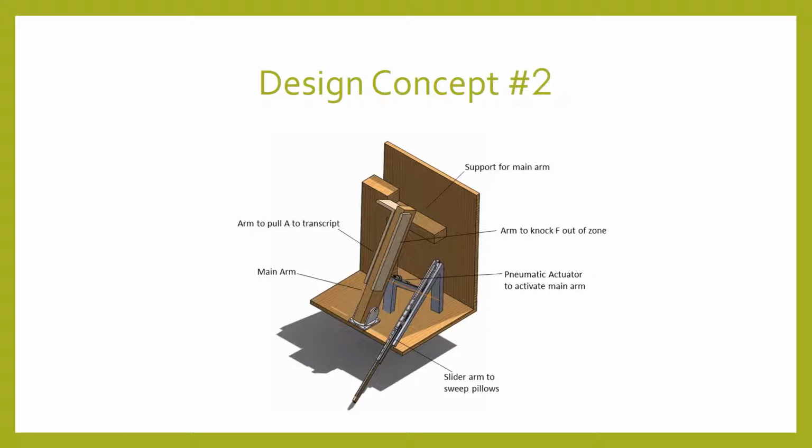Our next design uses a main arm to deal with the grades and an arm on a sliding track for the pillows. An actuator pushes the main arm into the arena, where mousetrap activated swinging arms push the F and collect the A. The sliding arms extend and are pushed by a second actuator to sweep the pillows into our zone.